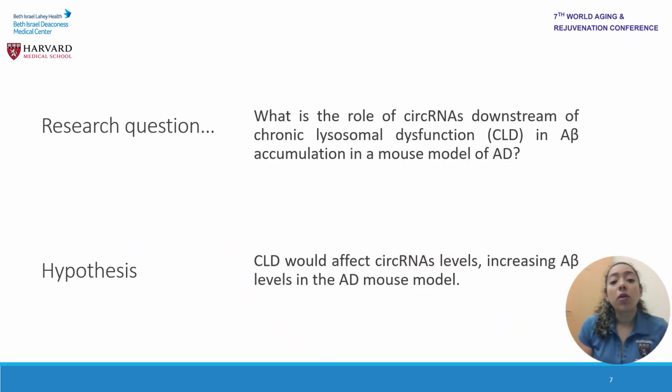So our research question was: what is the role of circular RNAs downstream of chronic lysosomal dysfunction in amyloid beta accumulation in Alzheimer's disease mouse models? Our hypothesis was that chronic lysosomal dysfunction would affect circular RNA levels, increasing amyloid beta levels in the Alzheimer's disease mouse models.